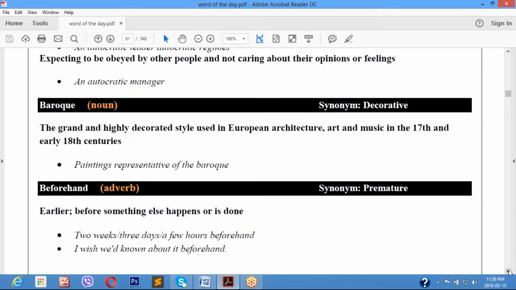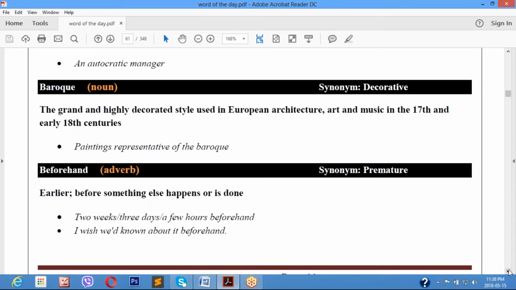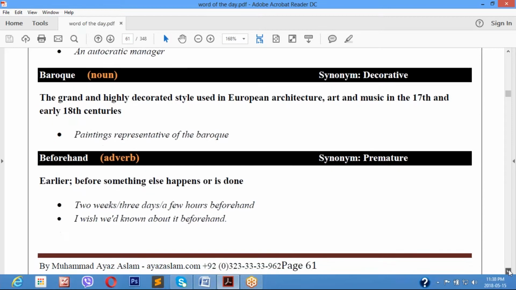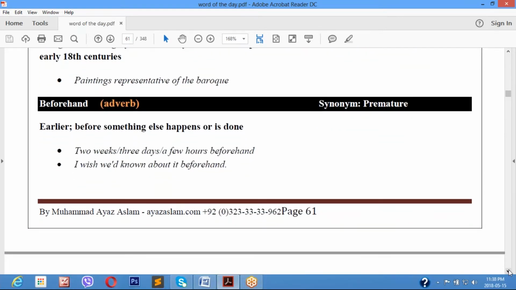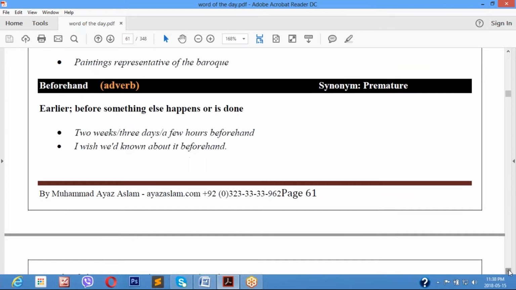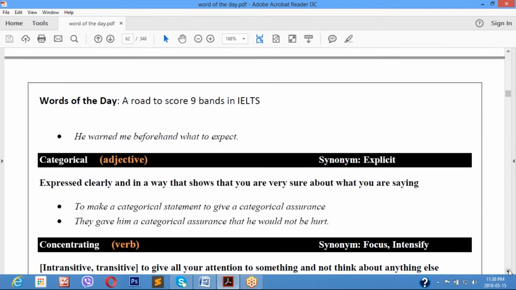Baroque, so the grand and highly decorated style used in European architecture, art, music in the 17th and 18th century. Painting representative of the Baroque. Beforehand, compound word है only to tell you that किसी चीज से पहले. Beforehand, 2 weeks, 3 weeks, a few weeks beforehand. I wish we would know about it beforehand, हमें पहले से पता लग जाता.